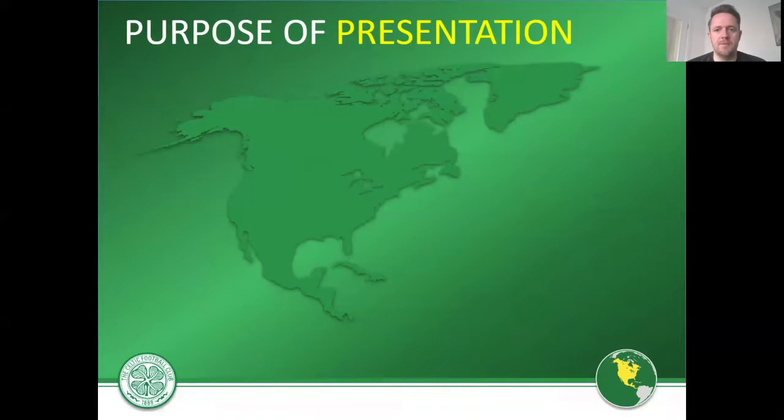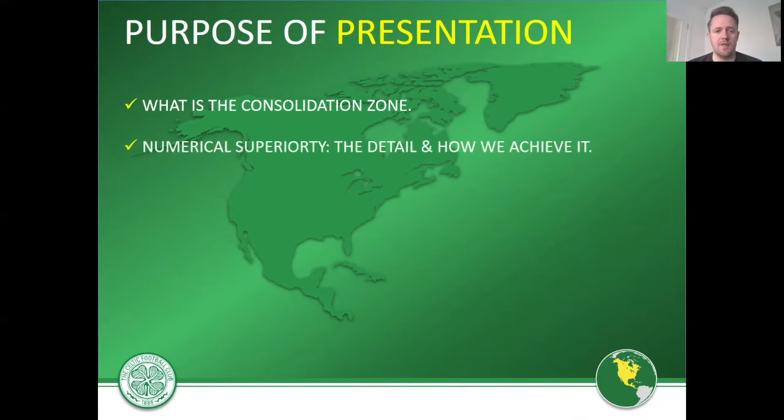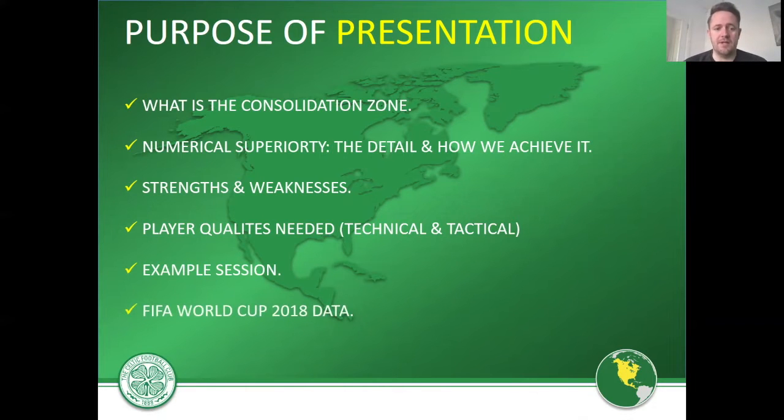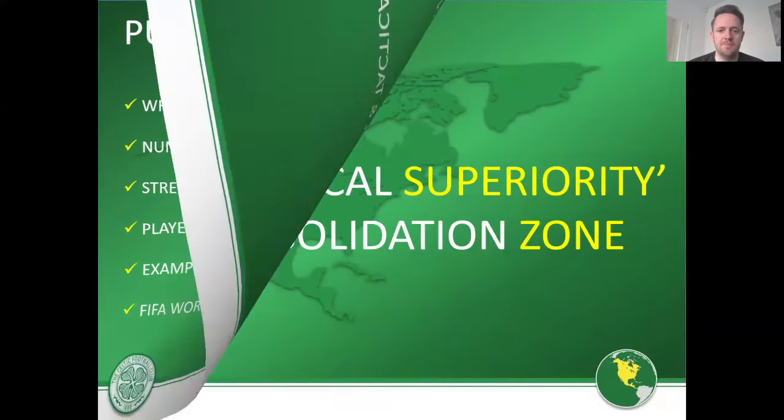So basically the purpose of this presentation is: what is a consolidation zone? We'll look at the detail of numerical superiority and how we achieve that through practice, some strengths and weaknesses from within that, player qualities needed through technical and tactical input, a little bit of an example session. I've looked at some of the FIFA World Cup 2018 data as well, how that was relevant, particularly towards the Belgian national team.